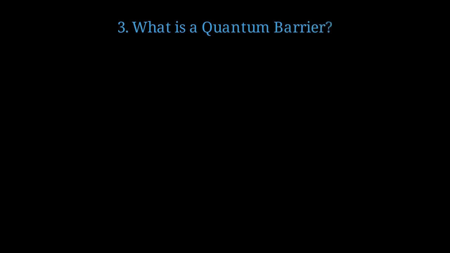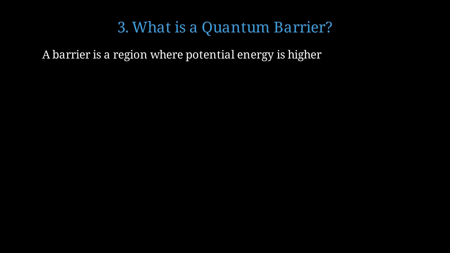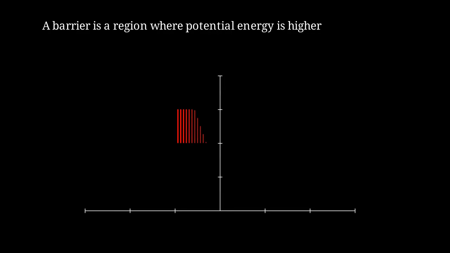Now let's understand what a quantum barrier actually represents in the atomic world. A quantum barrier is simply a region where the electron's potential energy would be higher than its total energy. Here's a potential energy diagram. The red barrier represents a region of high potential energy. The yellow line shows the electron's total energy, which is less than the barrier height.